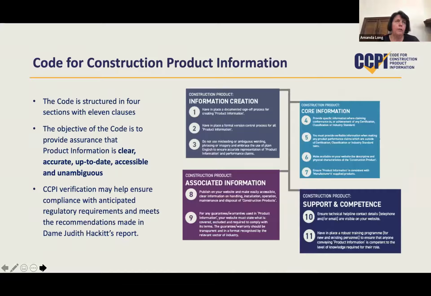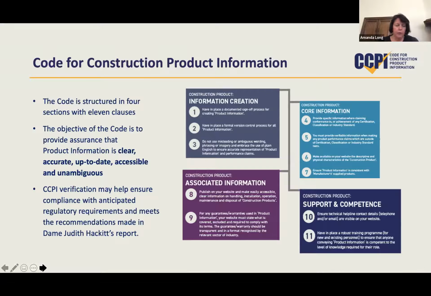So the code was then handed over to CPI Limited, and it is structured in 4 sections with 11 clauses. There is one whole section which is about information creation, and that covers the need for the organisation to have processes in place that manage the creation of information by competent people, that it needs to be approved before being issued, and that there needs to be managed version control. And all of that is aiming towards product information that is clear, up to date and unambiguous.